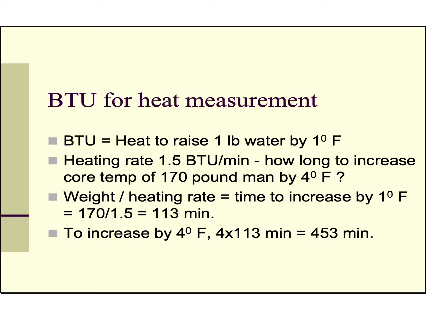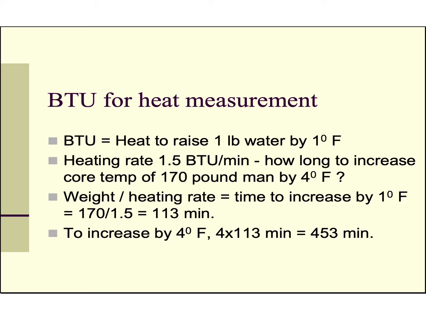The British thermal unit is defined as the heat needed to raise 1 pound of water by 1 degree Fahrenheit. Let me give you an example of how to use this. Suppose we have a heating rate for a person of 1.5 BTU per minute. This is the net heat gain. So how long will it take to increase the core temperature of a 170-pound man by 4 degrees Fahrenheit?